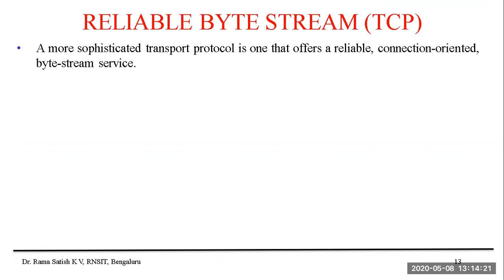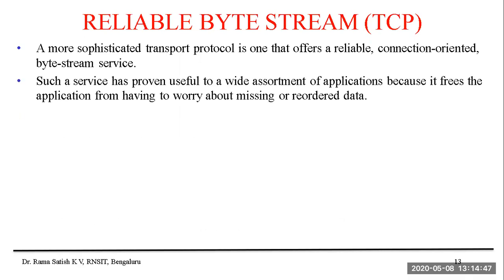TCP is one that offers a reliable connection-oriented byte stream service. Connection-oriented in the sense that it establishes a connection between source and destination, and then it transmits. It is reliable in the sense that after the packet reaches the destination, the destination will send a response back. That is the acknowledgement.